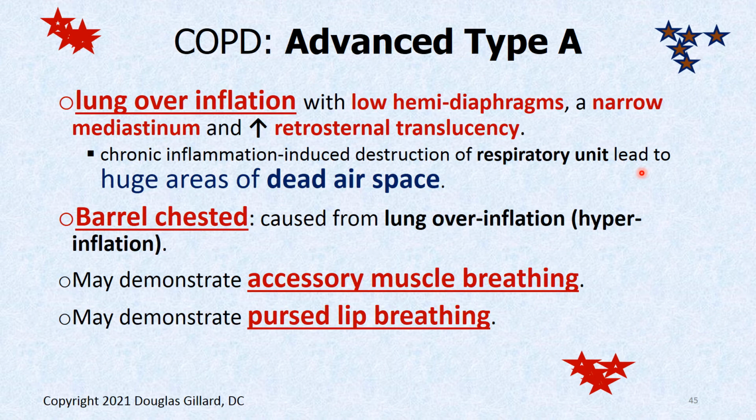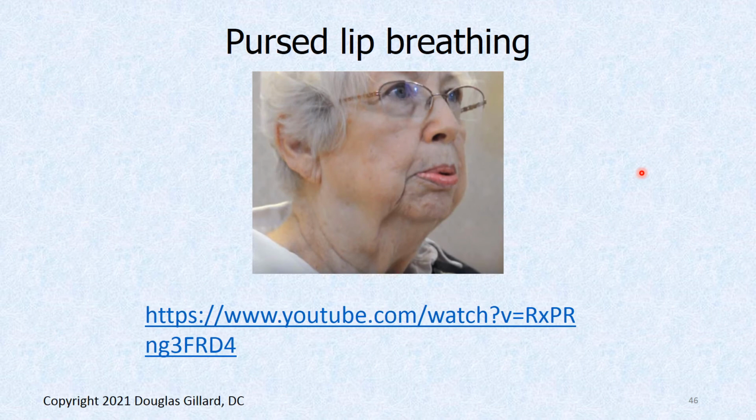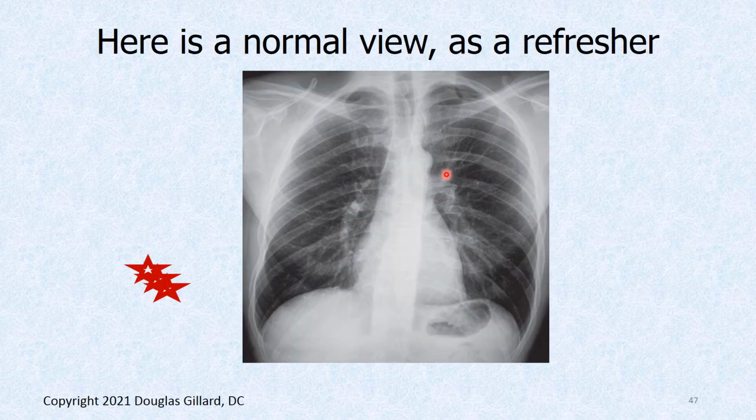They may have accessory muscle breathing and pursed lips, kind of the monkey kiss breathing, which helps with the pressure inside the tracheobronchial tree. You can look at that. I'm not going to test you on that. I might ask the word though.